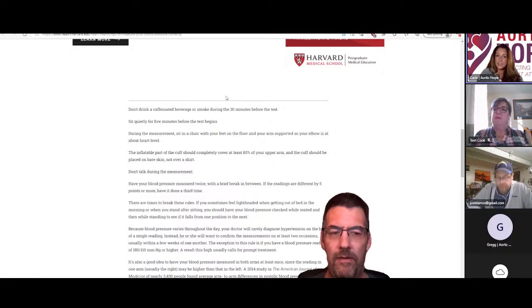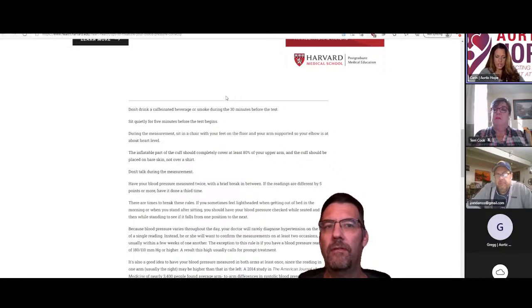It's going to be highest in the morning. It's going to be high after you've walked across a room. It's going to be higher when you've gone up the steps. It's going to be high after you eat a high sodium meal or any meal because your body is working to digest it. But your doctor will not change medications based off of 1 or 2 high readings.